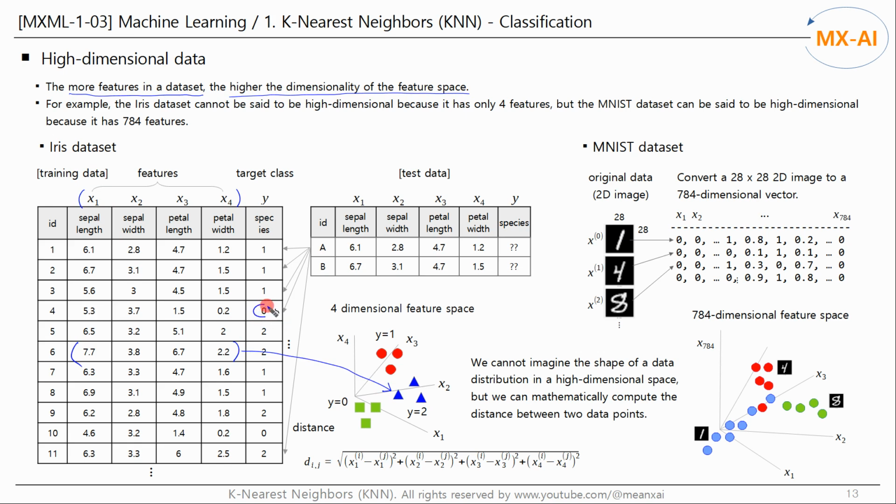Since the target Y consists of 0, 1, and 2, the data points in this space can be distinguished by different colors like this. Similar data points are closer to each other and are grouped together, forming clusters in this space. We cannot imagine the shape of a data distribution in a 4-dimensional space. But we can mathematically compute the distance between 2 data points.